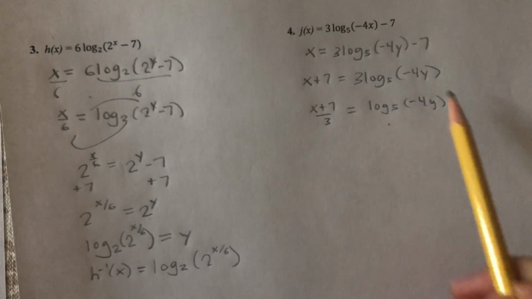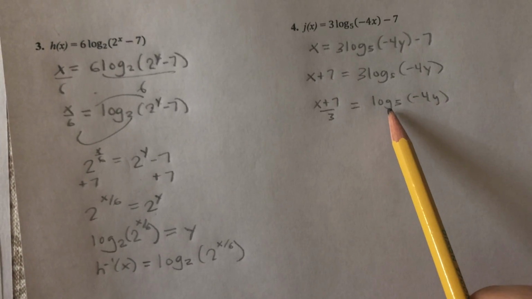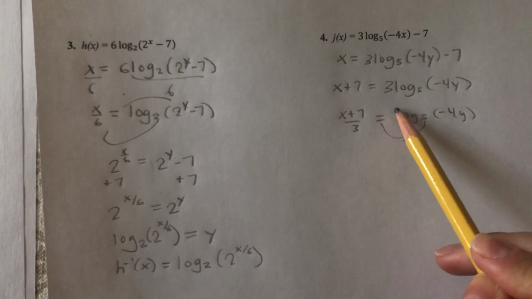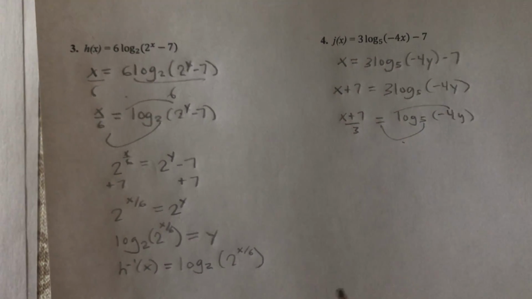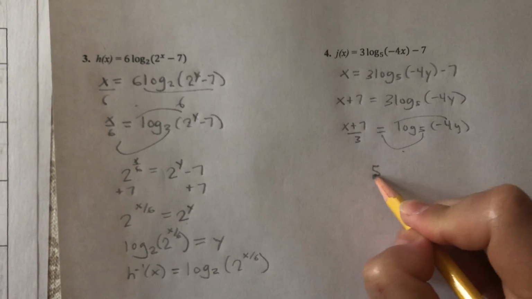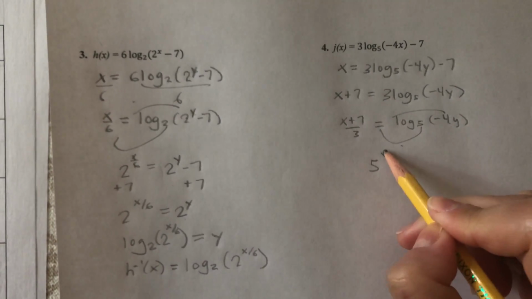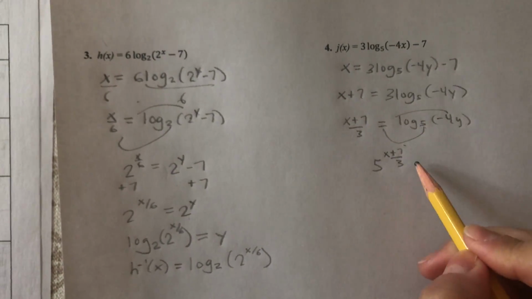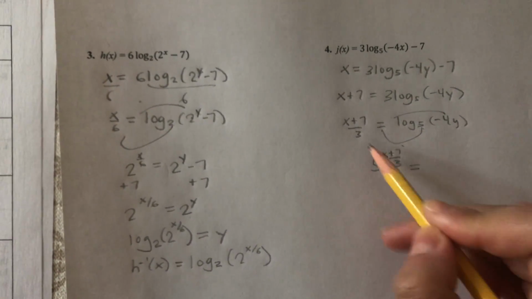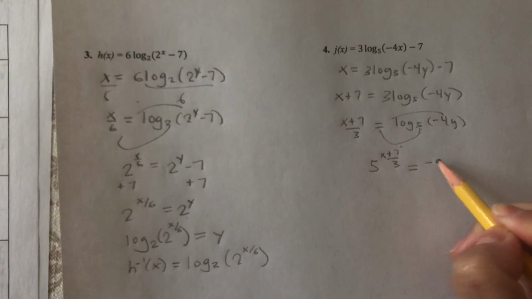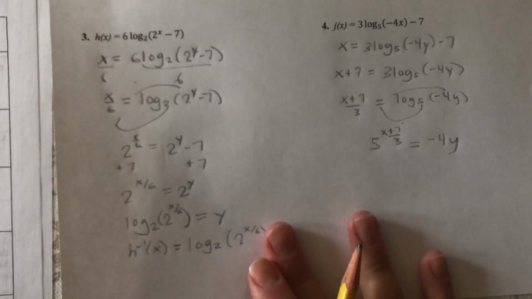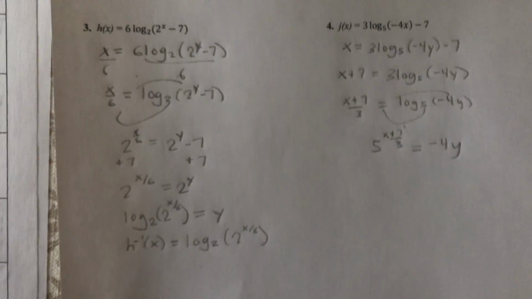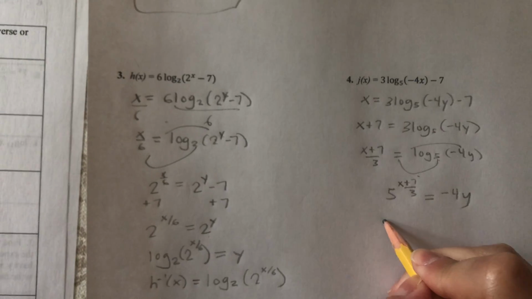Okay, now that the log is alone, the only way to undo it is using an exponential. I'm going to popcorn. So 5 to the x plus 7 over 3 equals negative 4 to the y. This is always the exponent of your exponential, what it's equal to on the other side. This is always the base of the exponential. Base equals base. That's always how you popcorn it, how you undo it. Okay, is y alone? Nope. Divide both sides by negative 4 and you're all set.